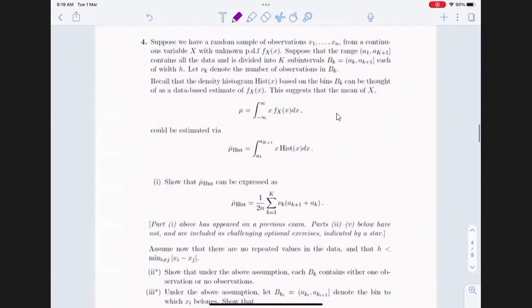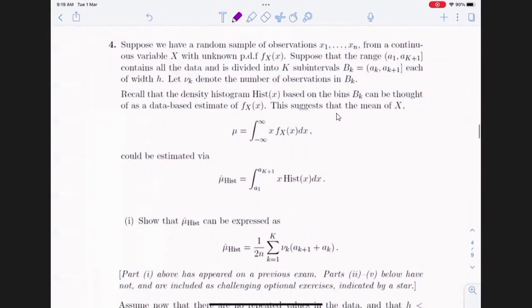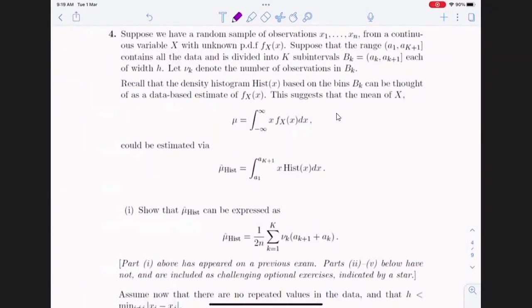Also related to histogram. And this question is a bit difficult, so maybe you can just work on part 1. Part 1 asks us to show that if we use the density histogram to compute the expected value, it will be given by this formula. Try to think about how we can prove this using the formula of the density histogram.